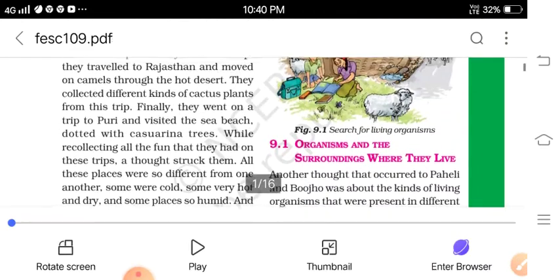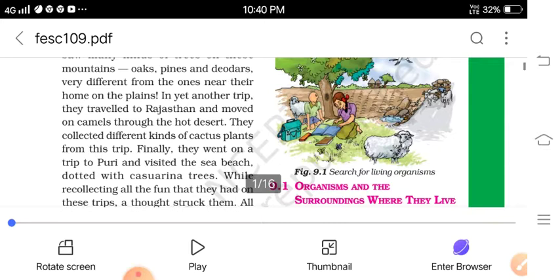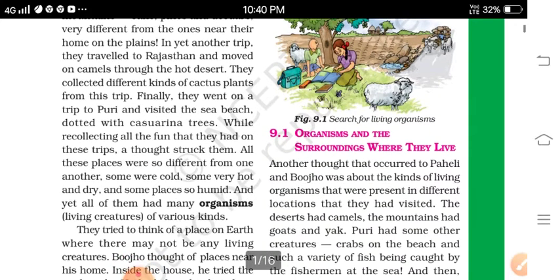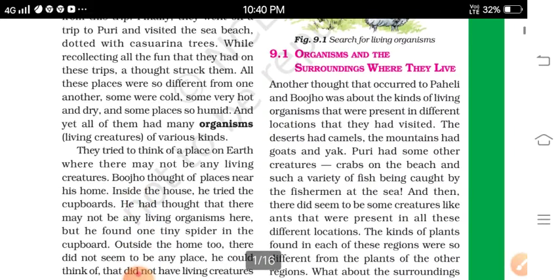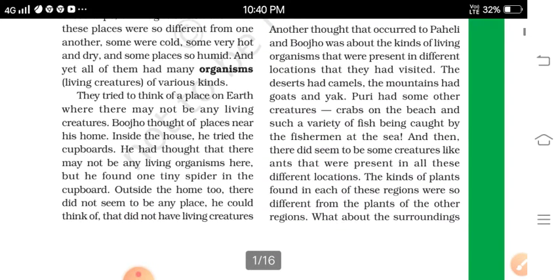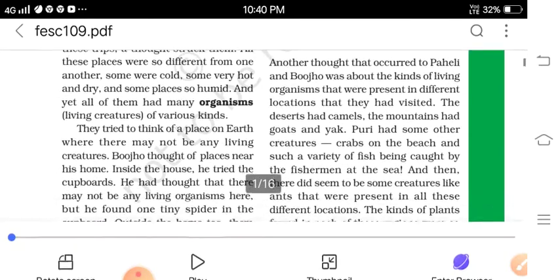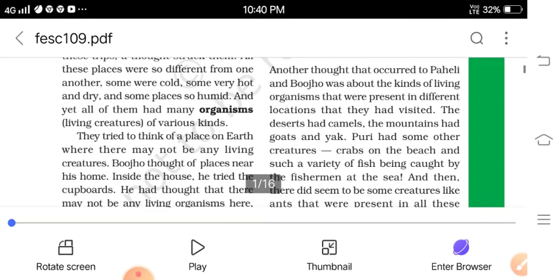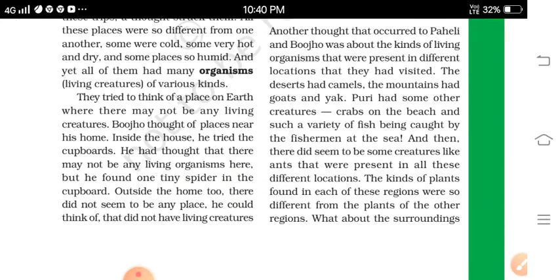So what did they do? They took a paper and pen, made a table, classified the organisms, and wrote it in the book. Our first point, 9.1: organisms and the surroundings where they live. Paheli and Boojho noted the kinds of living organisms in the different locations they had visited. The deserts had camels, the mountains had goats and yak, and Puri had crabs on the beach and a variety of fish being caught.